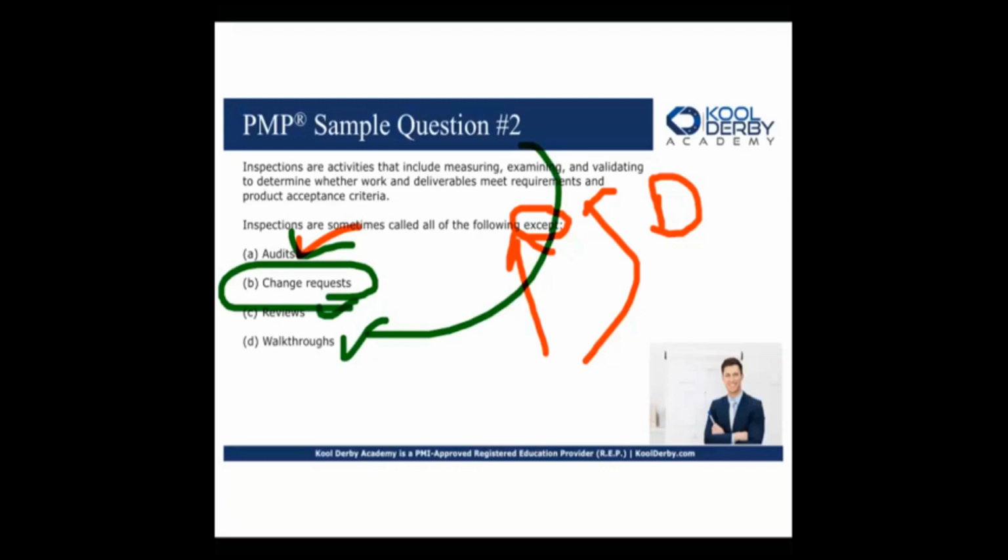Now I'm going to look closely at which one of these makes sense and which one is the anomaly. And the anomaly is a change request, because the change request will happen after the review, right? After the inspection, not the inspection itself. Does that make sense? Yes.